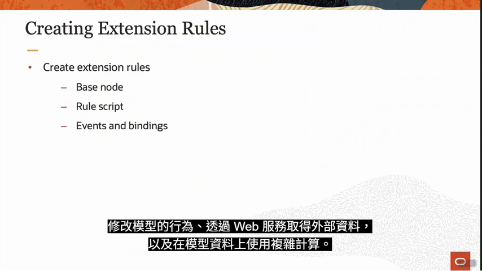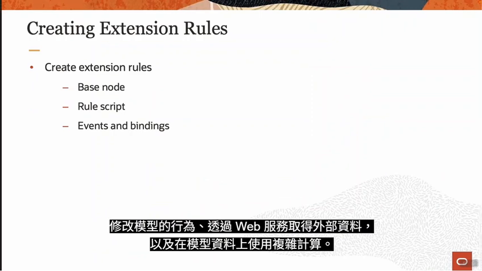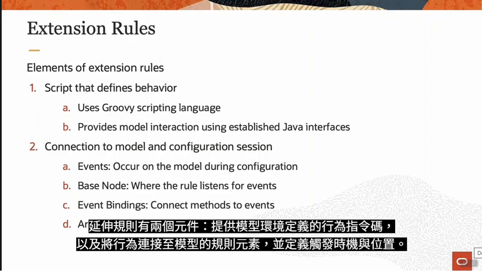There are two components of extension rules: the script code that provides behavior and the elements of the rule that connect the behavior to the model and define when it runs. The code is written in Groovy, which is a flexible and convenient language for using established Java interfaces that provide interaction with configurator models. The connecting elements depend on events, which are actions or conditions that occur in a model during a runtime configuration session, such as a change in the value of a node.